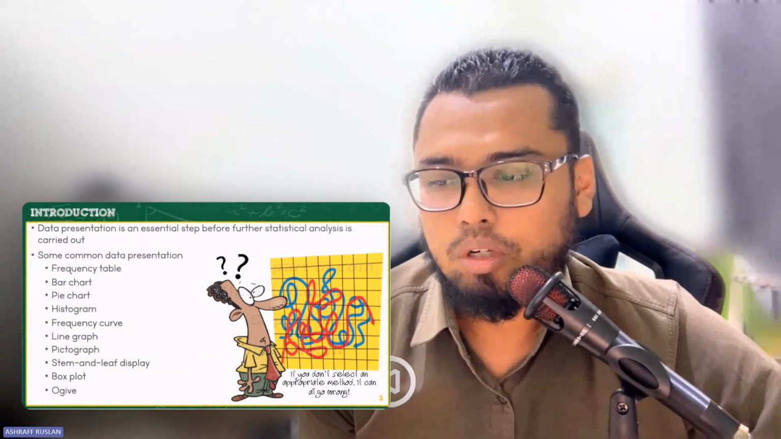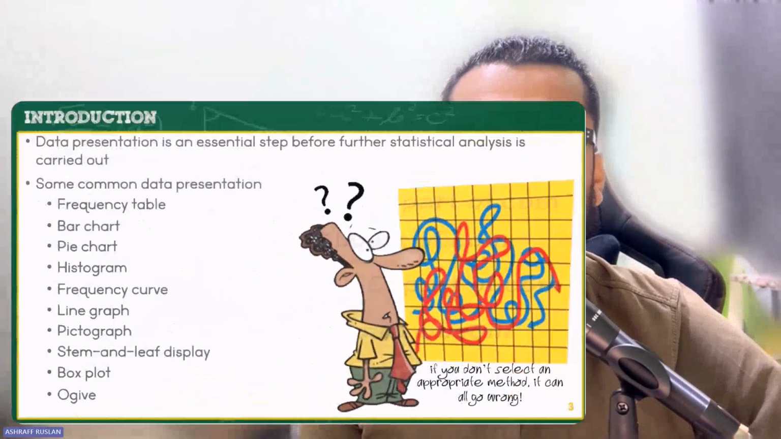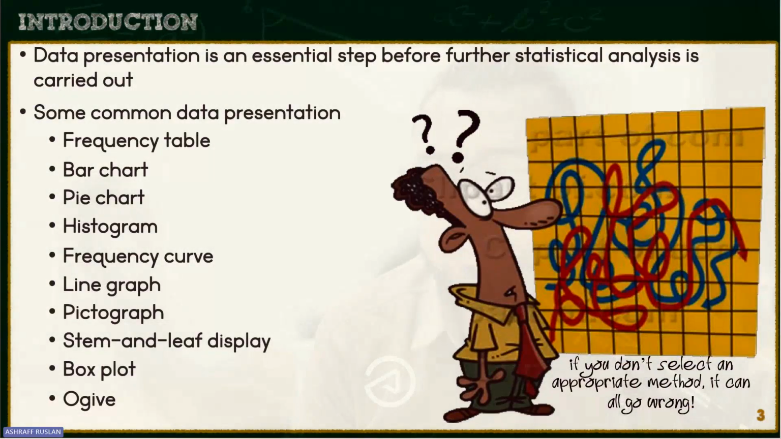Bukan macam tu. So here are some common data representations. We do have frequency table, bar chart, pie chart, histogram, and then frequency curve, line graph, pictograph, stem and leaf plot, box plot, or ogive. Most of them kita dah pernah jumpa during our secondary school. Whether you like it or not, memang kita dah pernah jumpa most of them. For those yang masih ingat, it's just like a revision lah.